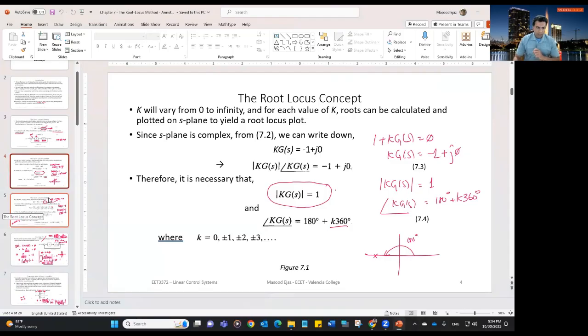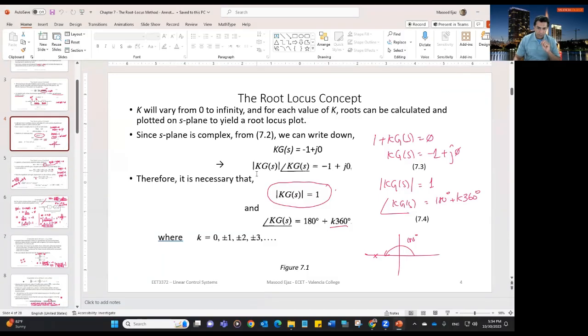The number of sections depends upon the power of the polynomial of the characteristic equation. If it's the power 4, then anytime you change the value of the controller gain k, you're going to get 4 roots for each value of k. So you plot those 4 roots on the complex plane.